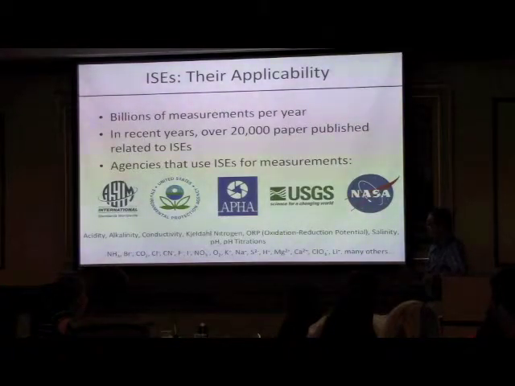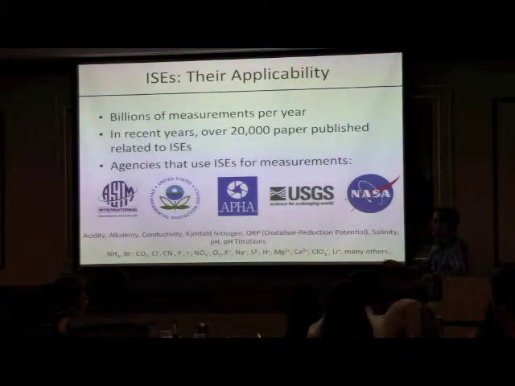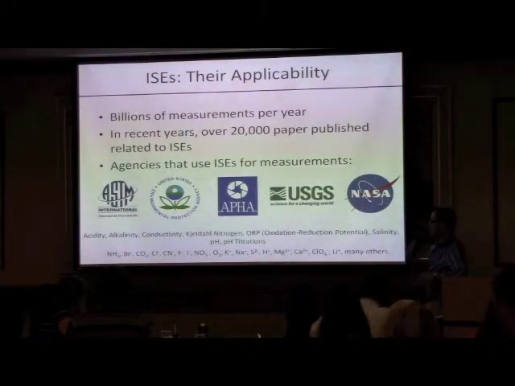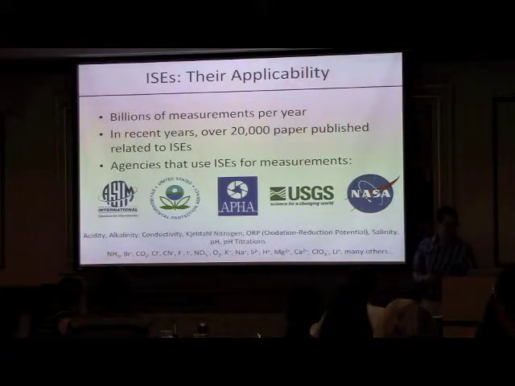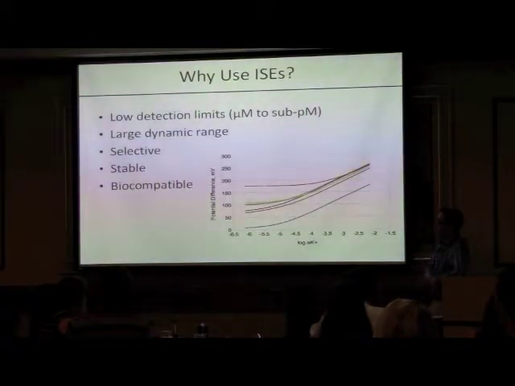And there are different things that you can make ISEs for: acidity, alkalinity, conductivity, ORP, nitrogen, salinity, pH, and I have a list down here, but there are many others that you can make. I have mainly been dealing with alkalinity, acidity, and inorganic cations and anions. You can also use them for biological applications. So why use them? There are low detection limits, usually micromolar to sub-picomolar.